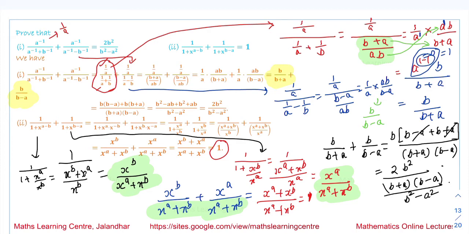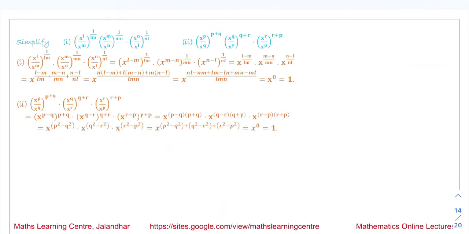Now in the next question, we are having two similar kind of questions. So we start solving this with the first part. In the first part, we are having the term x raised to the power l over x raised to the power m. When you solve this first bracket, it will become x raised to the power l minus m, whole raised to the power 1 by lm. So that is equal to x raised to the power l minus m over lm.